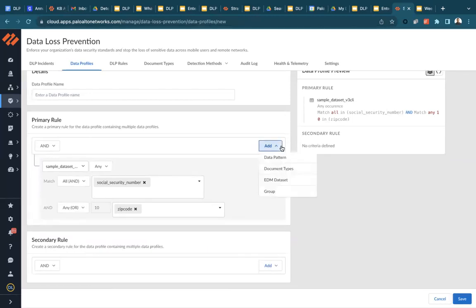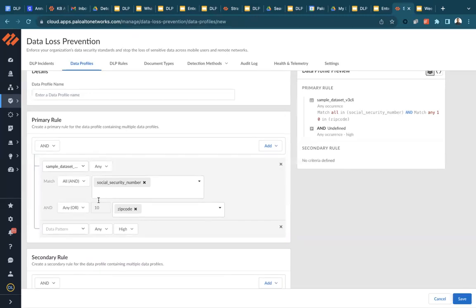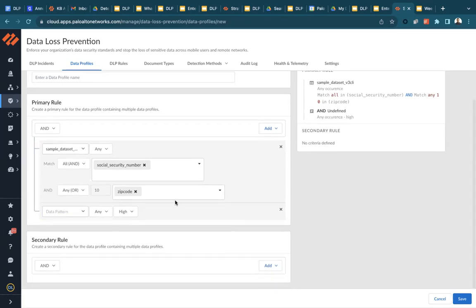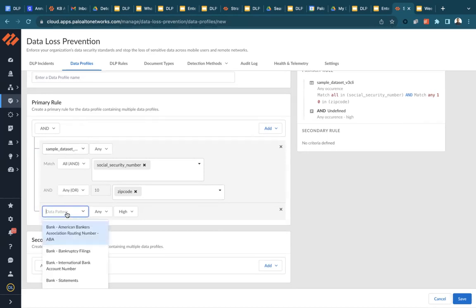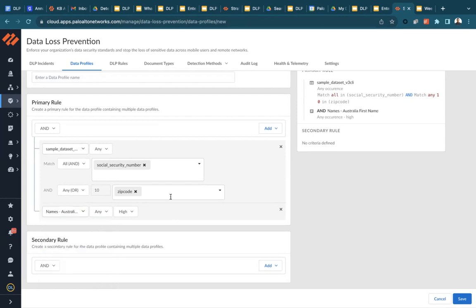What's even more interesting is you can always chain an EDM with any other existing predefined data pattern that we just spoke about. So let's say there is interest in a document that contains any of this data, you could now use a relatively loose pattern, something like a first name. In this case, let's say Australia. Social security number doesn't make sense at that point, but this is just an example, right? So let's say you then use Australia names, and then with any document with a high level of confidence, you could use that data profile to construct it.